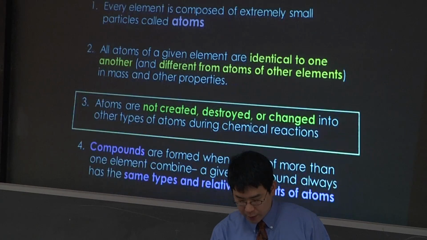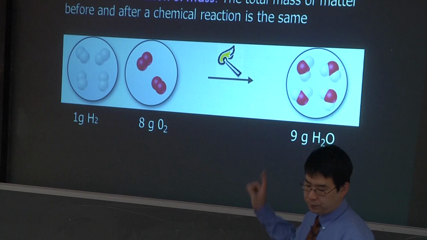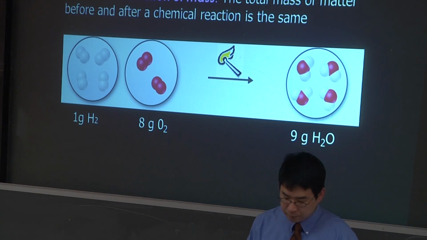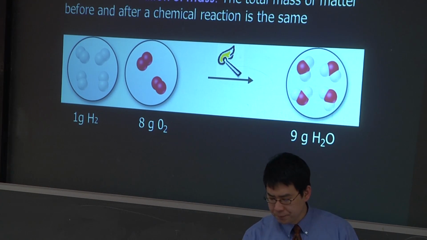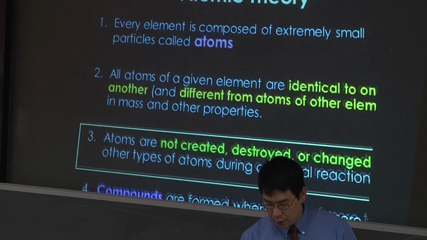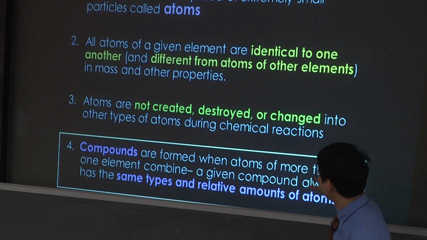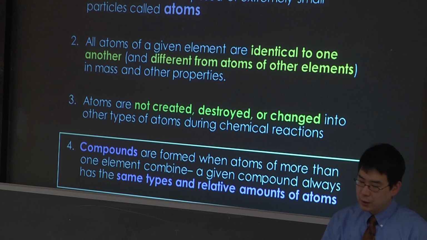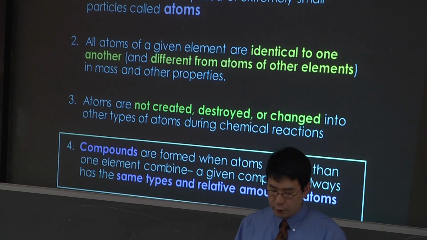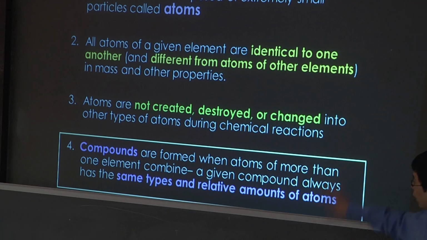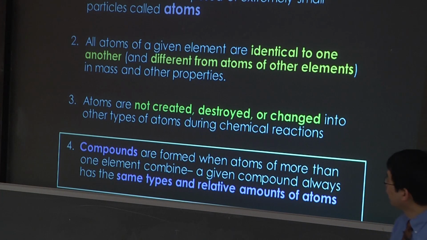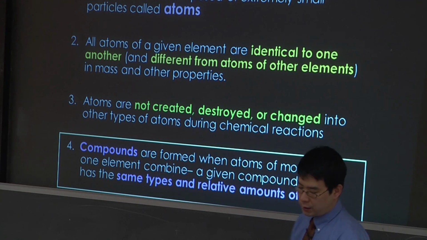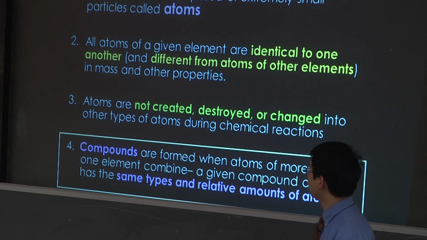The law of conservation of mass: total mass of matter before or after a chemical reaction is the same. That's the first law. The second law is the law of constant composition, and that comes from here. If you put these two together: compounds are formed when atoms of more than one element combine, and a given compound always has the same types and relative amounts of atoms. These 4 points, if you look in your book, are there. The wording may be slightly different. I've tried to highlight these bullet points to get to the guts of them. The ideas are the same.